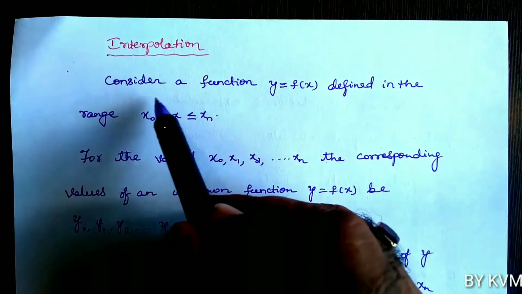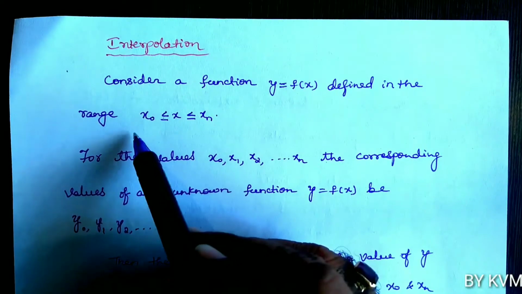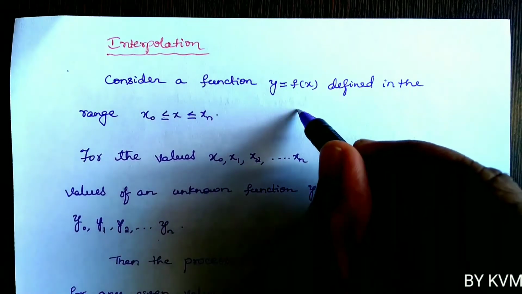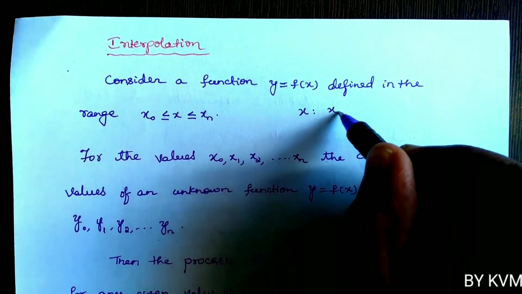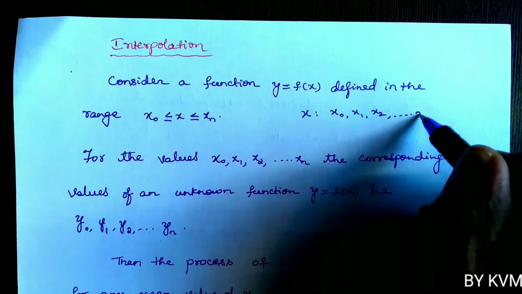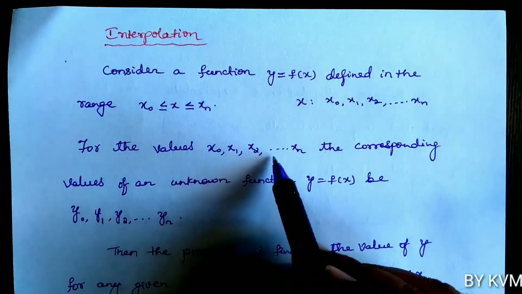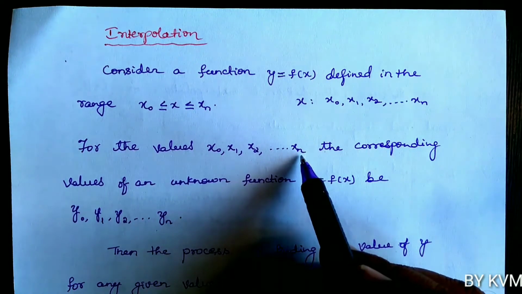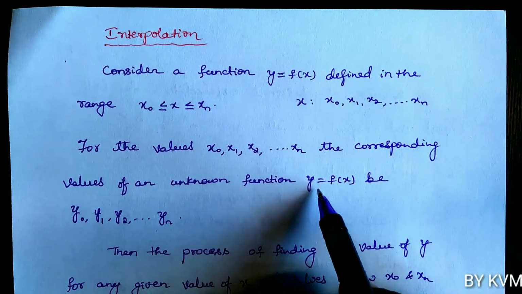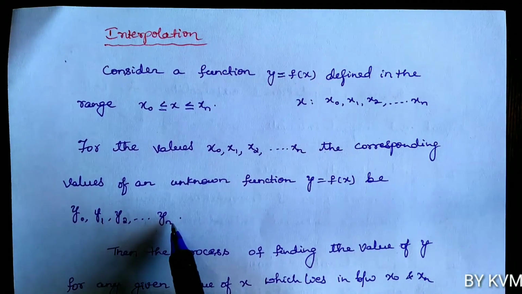is interpolation. Consider a function y equals f of x defined in the range x naught less than or equal to x less than or equal to xn. So x values are x naught, x1, x2, so on up to xn. Now for the values x naught, x1, x2, xn, the corresponding values of an unknown function y equals f of x be y0, y1, y2, etc. yn.